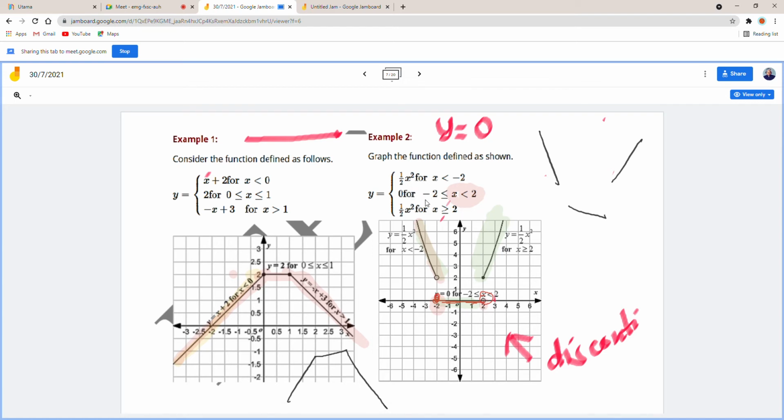0 is a straight line only, and then the condition is -2 till 2. If they didn't give the condition, it would be connected to here at 0. Now they give the condition, less than 2, so you have to start from here. But usually in the exam, I don't think they'll give you the square grid. I'm not sure.